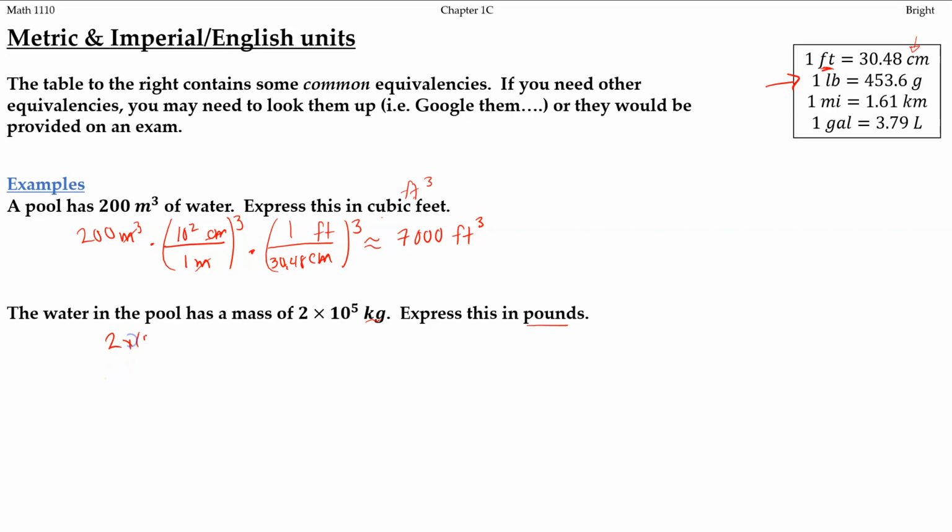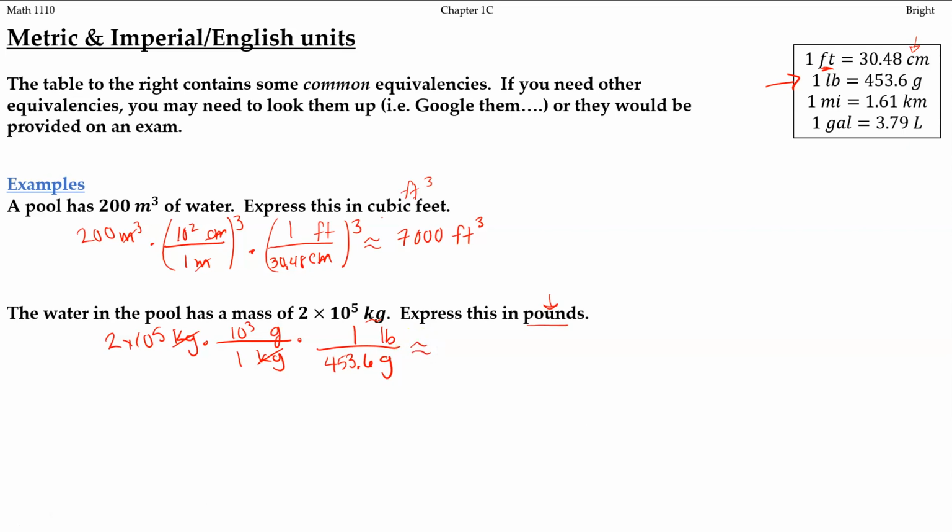So I have 2 times 10 to the 5th kilograms, and then I multiply that by, in 1 kilogram, there are 10 to the 3rd grams. Then kilograms would cancel out, I'm left with grams, but I want pounds, right? So multiply by, there must be a conversion between grams and pounds, and sure enough, the table has 1 pound is 453.6.